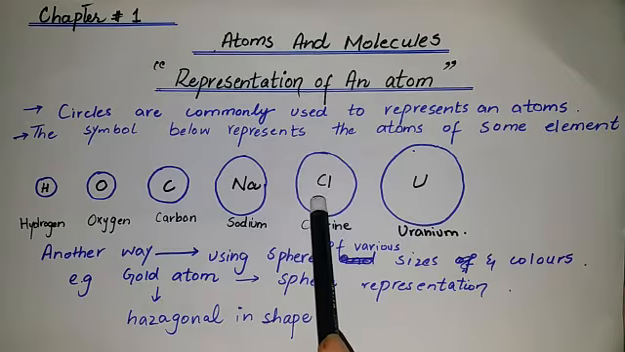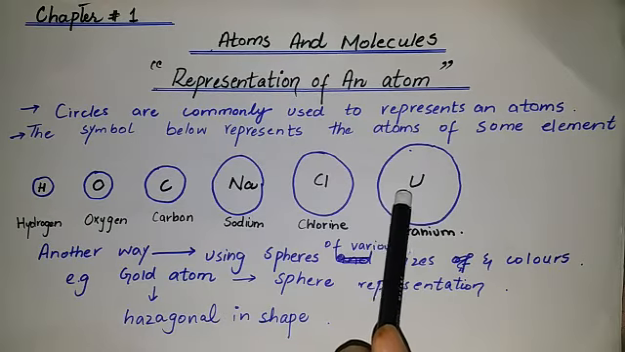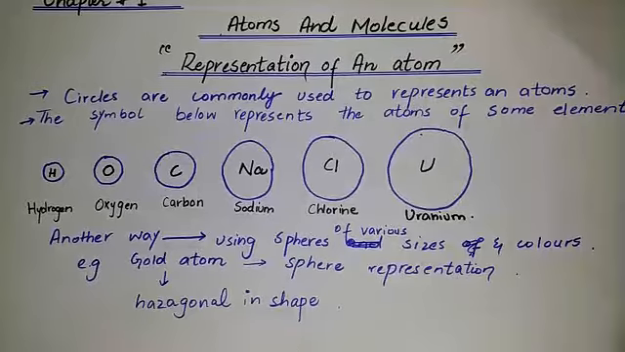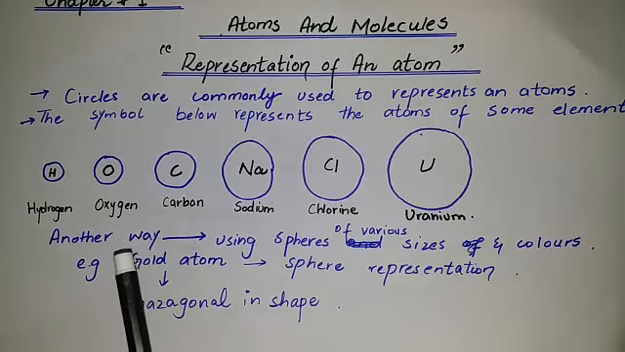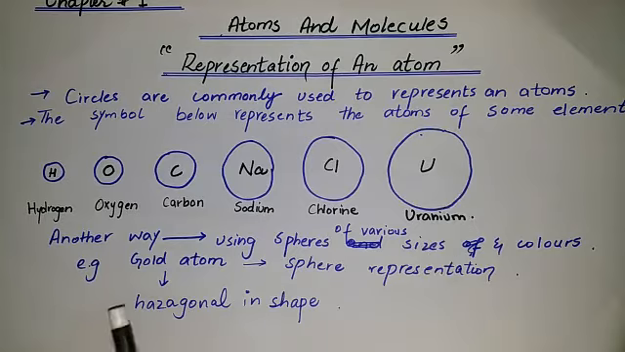This is an atom of chlorine. Cl means chlorine, U means uranium. This is an atom of uranium. So students, this is the simplest and easiest way to represent an atom. Another way of representing different kinds of atoms is by using spheres of various sizes and colors.